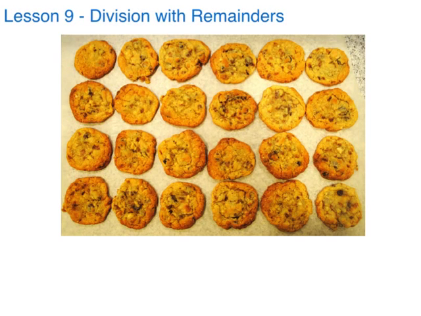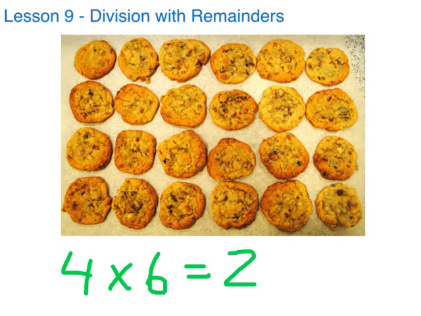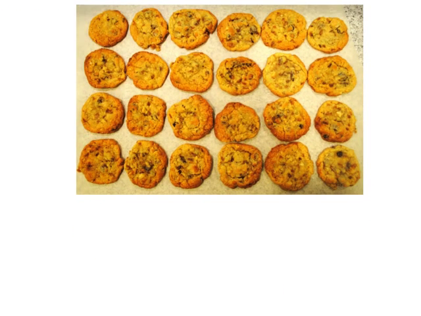So first of all, we have 4 rows of cookies that go horizontally across, and in each row we have 6 cookies. So 4 times 6, if we count up all the cookies together, equals 24. So this array shows the multiplication sentence 4 times 6 equals 24. So 24 cookies is the total amount shown in this array.